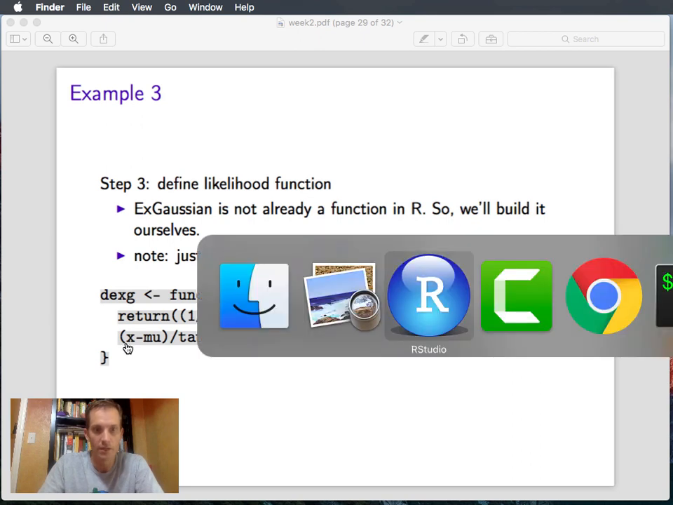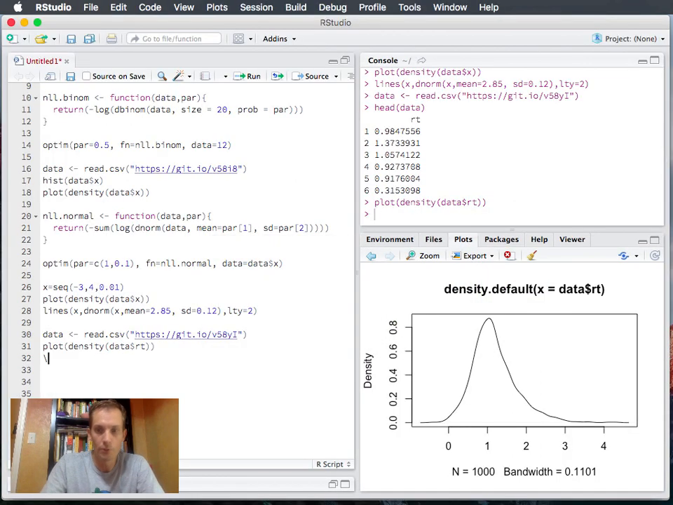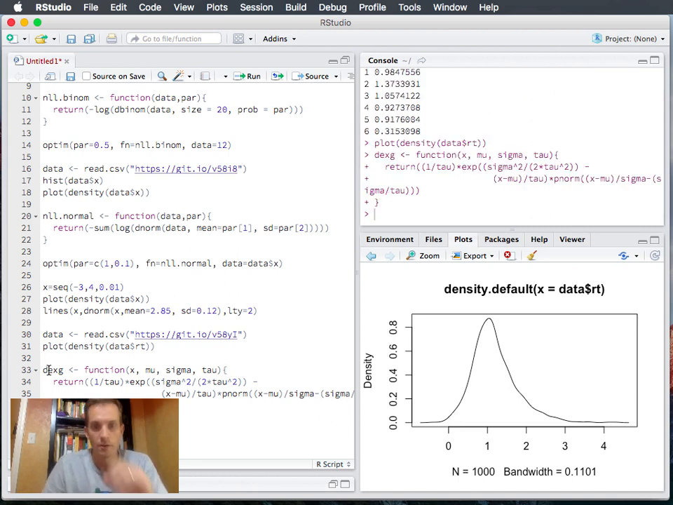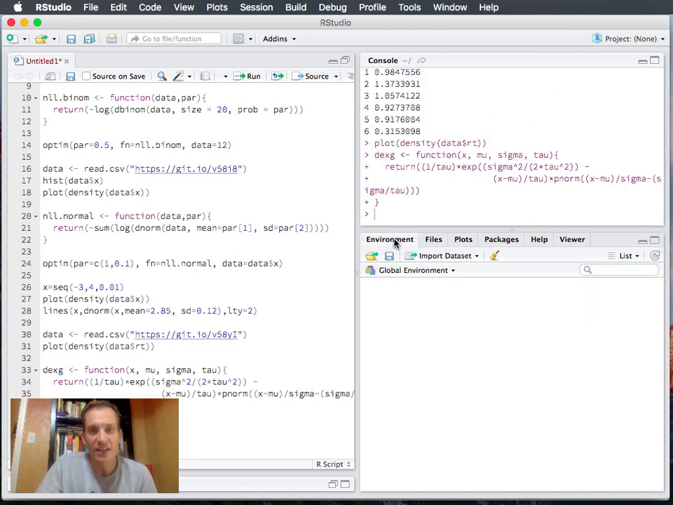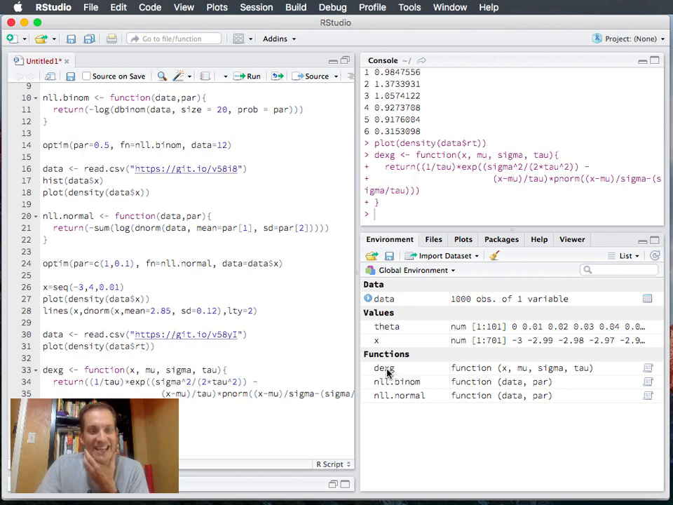All right, let me go back to RStudio. We'll put all that stuff in, and then we'll pass it into the console, and so now you can see in the environment we now have a DEXG, that's density for ex-Gaussian. That's going to help us here in just a second.